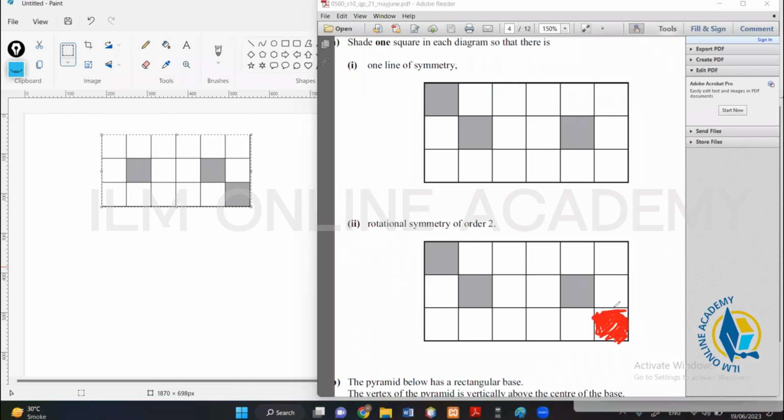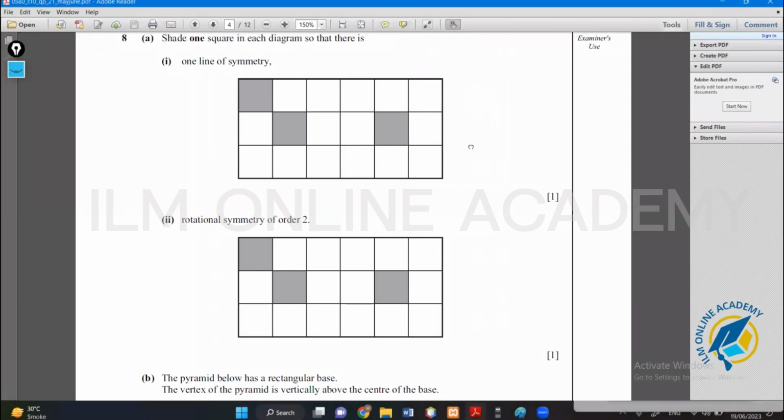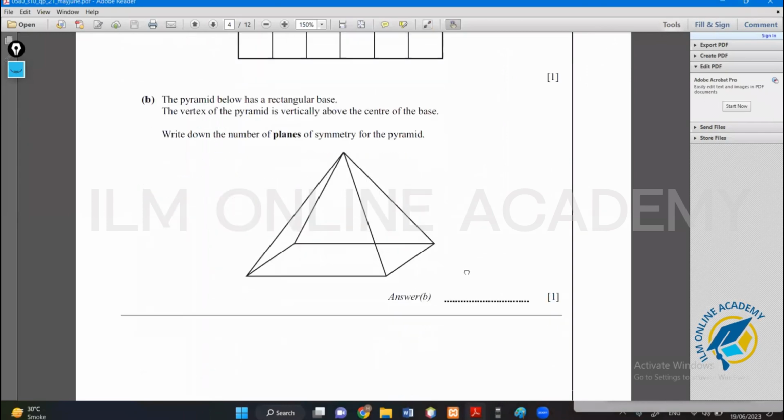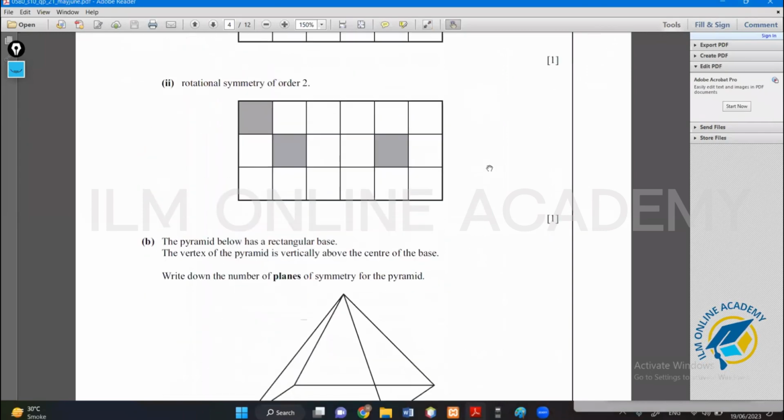So whenever you have it in front of you on paper, what you have to do is just rotate your page, and then you'll get to know which square you have to fill. So for the concept of rotational symmetry, I have done this on Paint. You can also do this by rotating your paper. It's up to you. Okay, so this was our question number 8. Question number 8, part A is done.